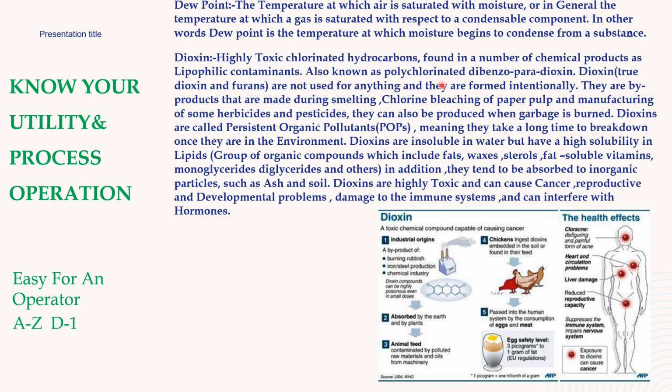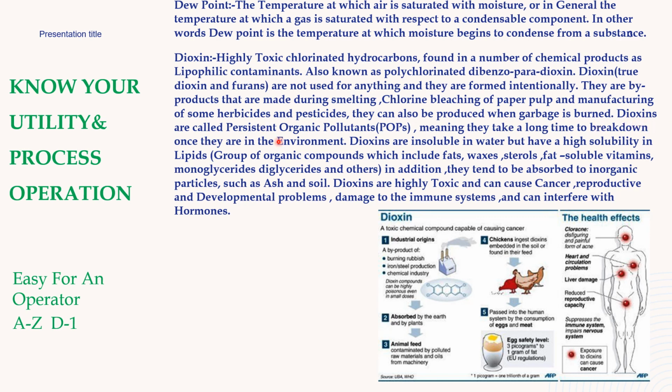It is also known as polychlorinated dibenzo-para-dioxin. Dioxins, that means true dioxins or furans, are not used for anything and they are not formed intentionally. They are byproducts that are made during smelting, chlorine bleaching of paper pulp and manufacturing of some herbicides and pesticides. They can also be produced when garbage is burned or some metals are incinerated, liquids are incinerated. Dioxins will be produced.